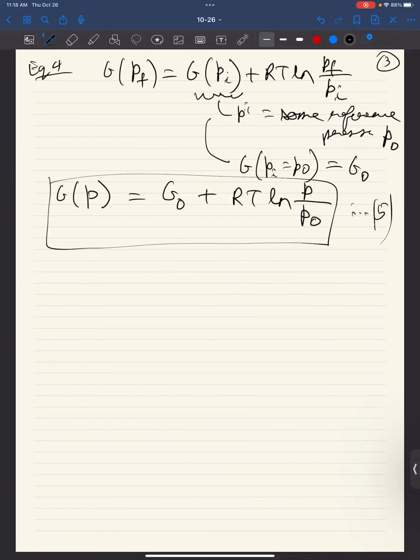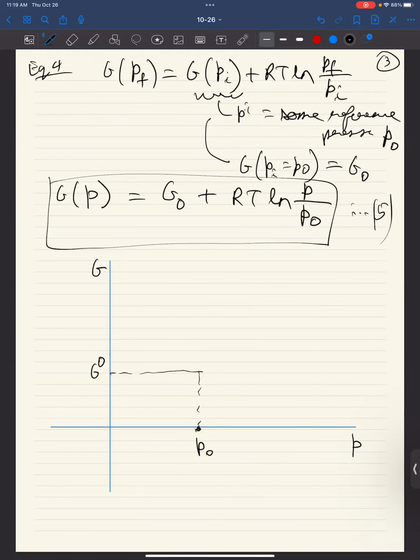I want us to plot it. On the x-axis, I'm going to have pressure. On the y-axis, I'm going to have G. And let's say this is my P naught. Again, I want to emphasize there is nothing special about P naught. It's just some pressure. At this pressure, let's say you knew the value of Gibbs free energy as G naught. G naught could be positive, here I'm showing it as positive, or negative, doesn't matter. Now my question for you is, given equation 5, what happens to the Gibbs energy as P goes to infinity, as the pressure is ramped up more and more?